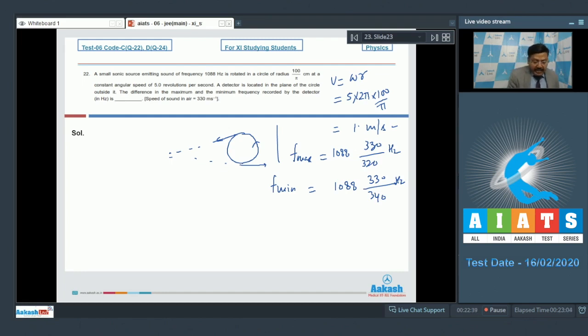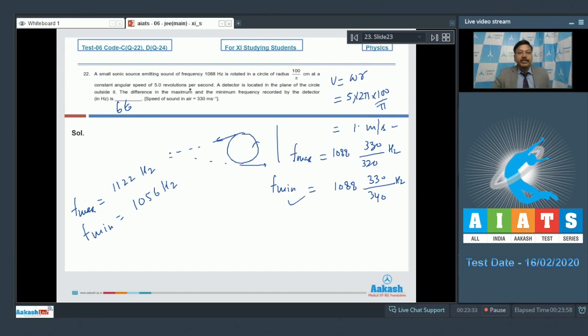Well, simplifying, we find that the maximum frequency is coming out to be equal to 1122 Hertz. It's just a matter of simplifying this. And minimum frequency, well, is coming out to be 1056 Hertz. Again, simplifying this expression, and the difference of the two is 1122 minus 1056, which is 44 plus 22, that means 66 Hertz. So the difference f max minus f minimum is coming out to be 66 Hertz. So that is question 22.